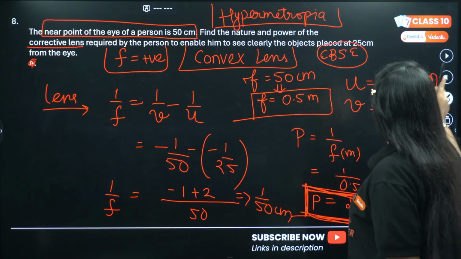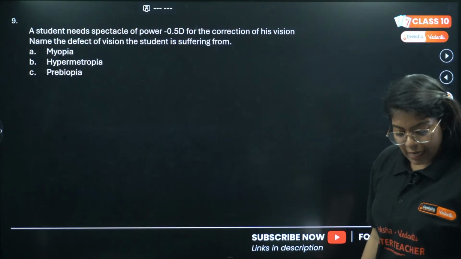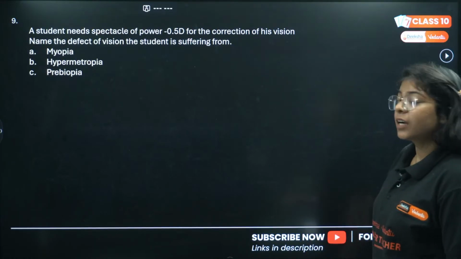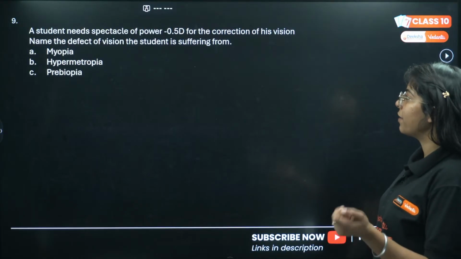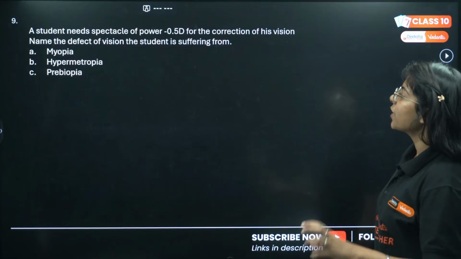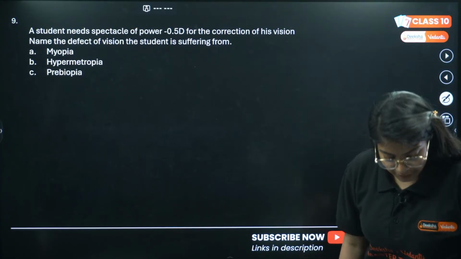Okay, next question is the 9th question. Again, a really important question. A student needs spectacle of power minus 0.5 diopter for the correction of his vision. Name the defect of vision that the student is suffering from.